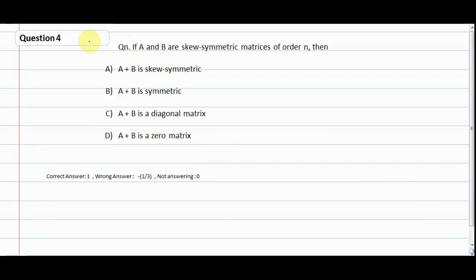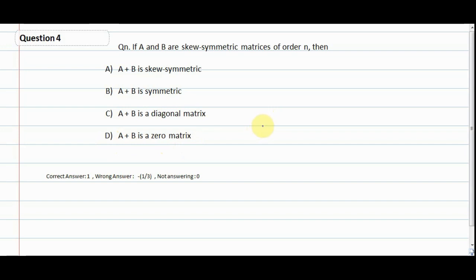Question number 4. If A and B are skew symmetric matrices of order n, then option A says A plus B is skew symmetric. Option B says A plus B is symmetric. Option C says A plus B is a diagonal matrix. And option D says A plus B is a zero matrix. Okay, so this question is similar to the previous one. You may pause the video and try to solve this by yourself.